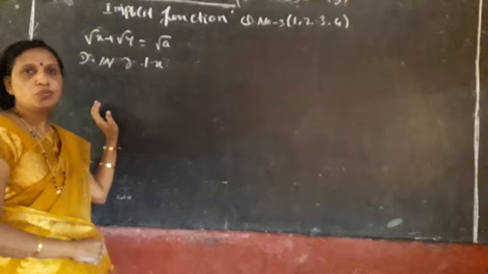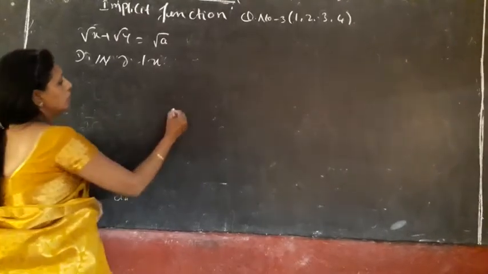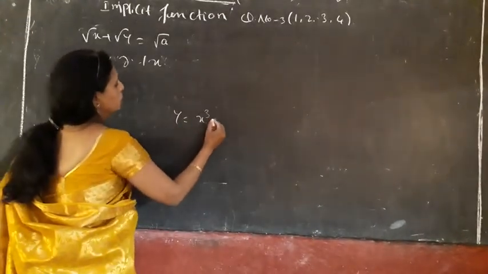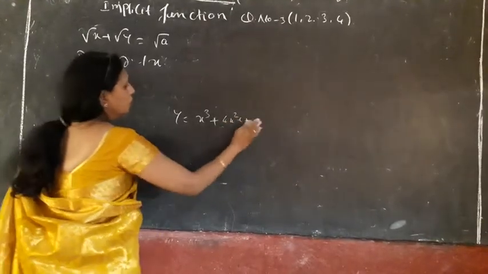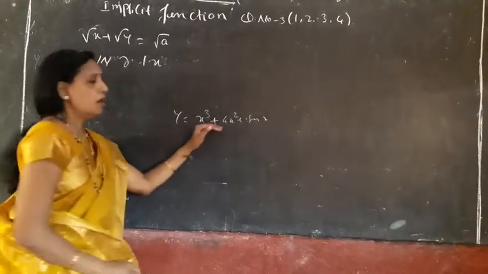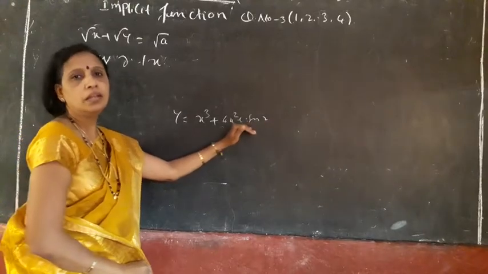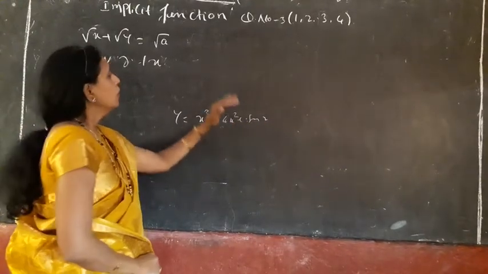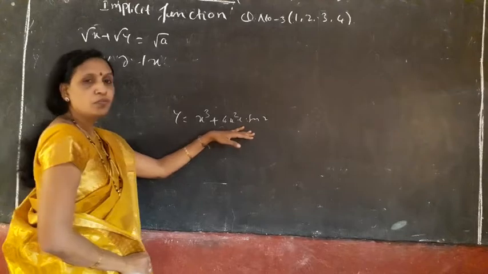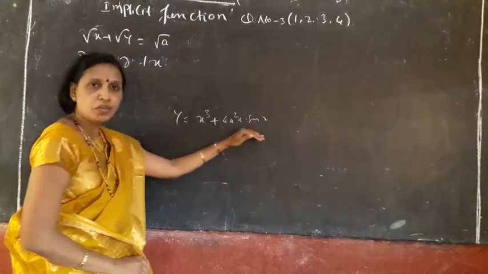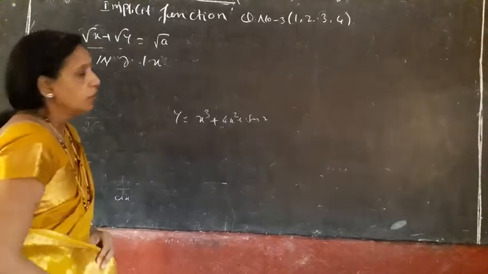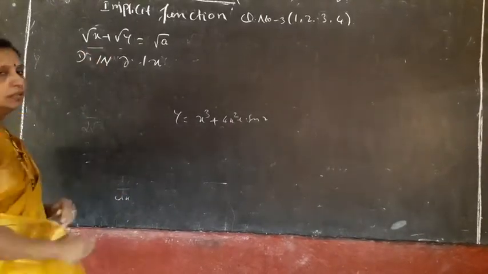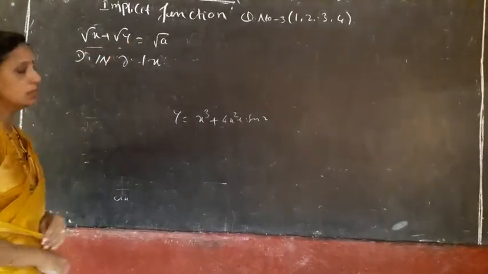Up to this we solved examples like this: y equal to x cube plus 4x square plus sin x. See here, the RHS is completely an x function. Okay, we got these functions are explicit functions. Now see here, both the terms are present, so these functions are called implicit functions.